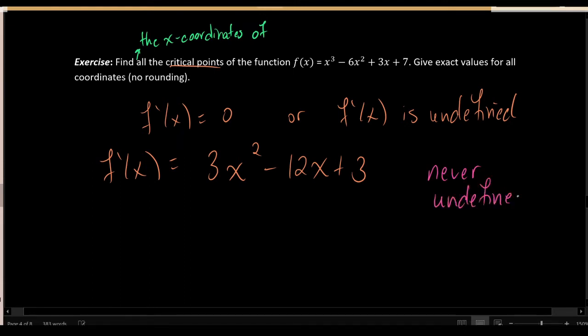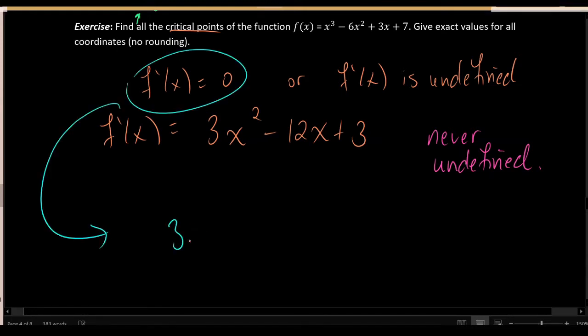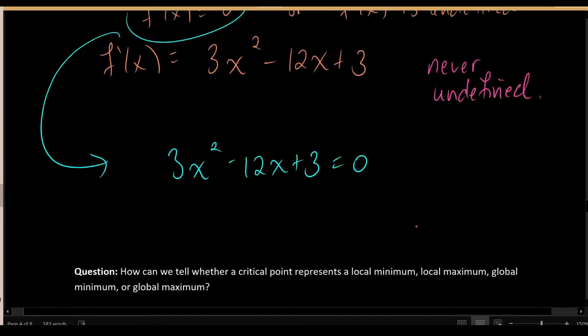If I'm going to get any critical points out of this function, they're all going to come from the first possibility: points where the graph is flat, points where f prime is equal to 0. So I'm going to take f prime and set it equal to 0.